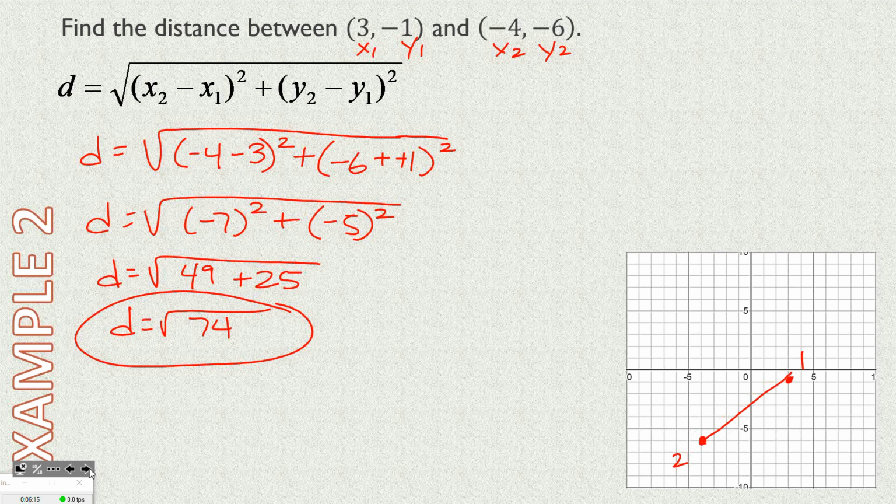You can leave your answer like that, but if you plug into your calculator and type in the square root of 74, the decimal you get is approximately 8.6 units. So in other words, it's saying if I were to walk from point 1 to point 2, I would walk about 8.6 units, where a unit is the distance between these grid marks. I'm just walking in a diagonal line.